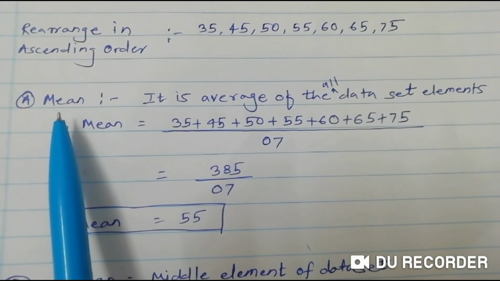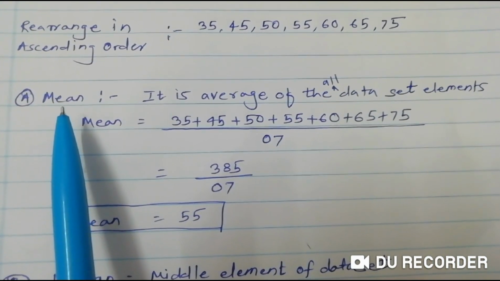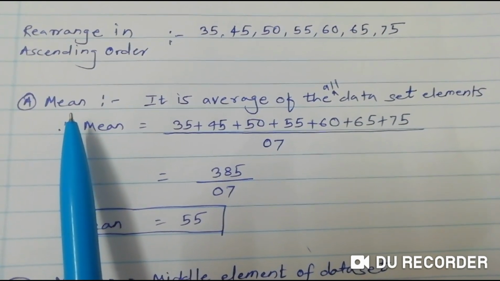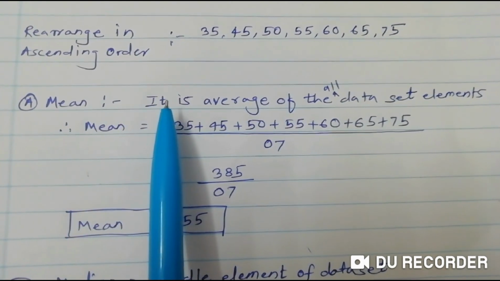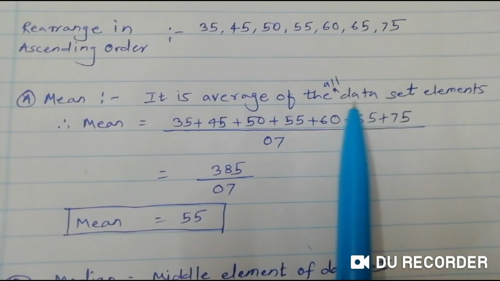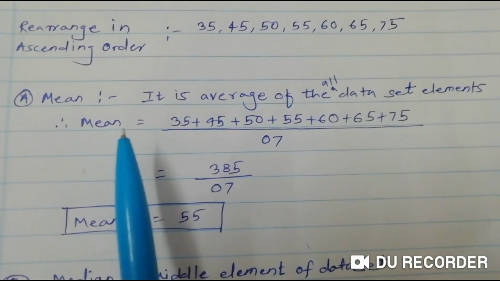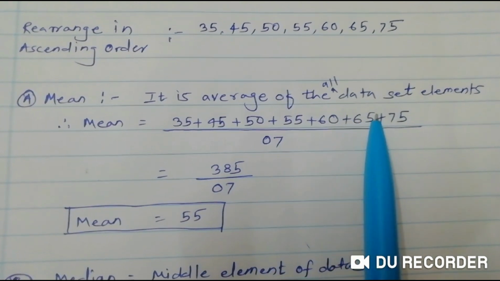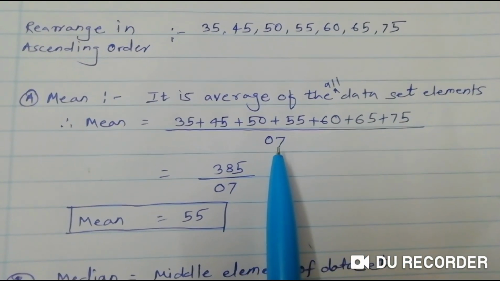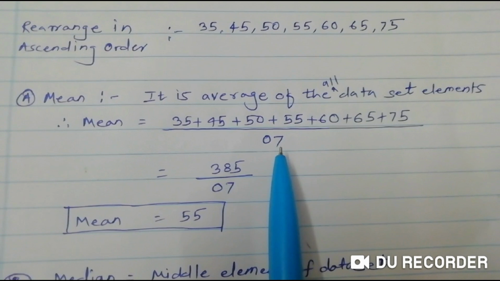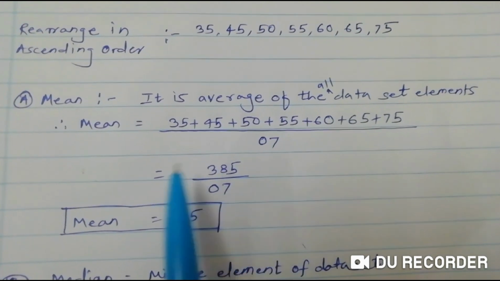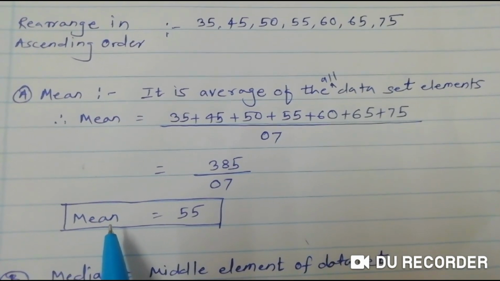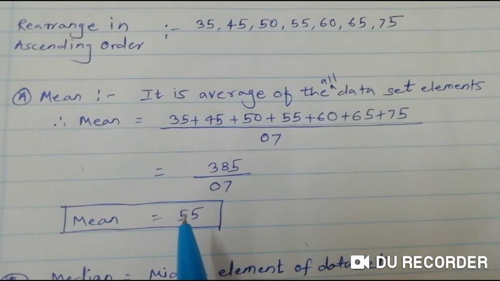Now we will see the first part, that is nothing but mean. So how to calculate the mean value? Mean is nothing but the average of all the dataset elements. So to calculate the mean, we have made the sum of all the dataset elements and we have divided by the total number of elements, that is nothing but 7. So in this way we have calculated the mean, that is nothing but 55.